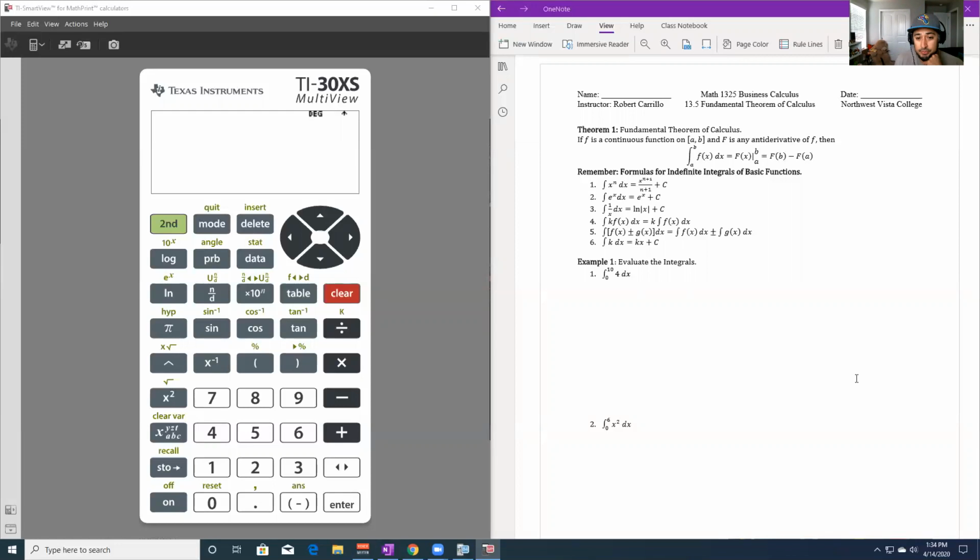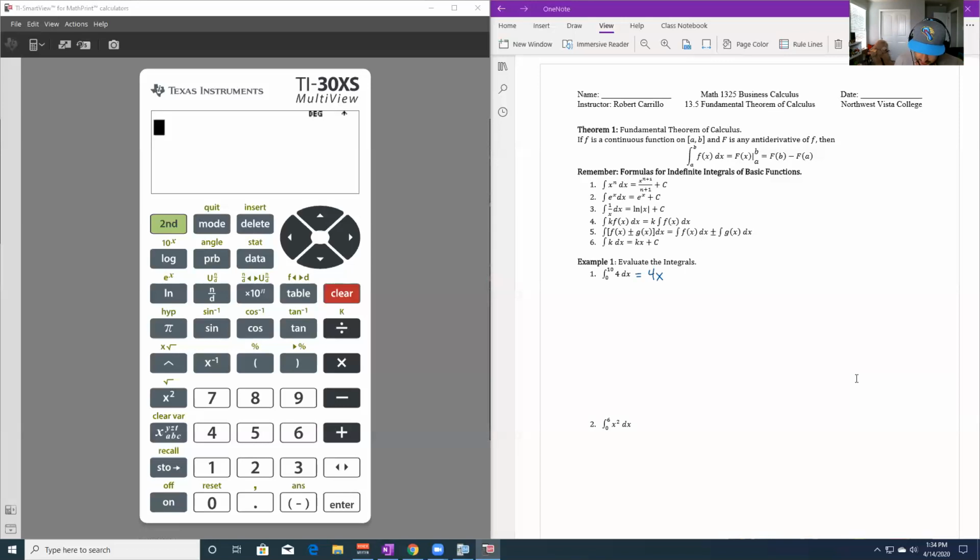Okay, let me see. So first up is evaluate the integrals. So we'll start with number 1. So 4 is a constant. So the antiderivative of 4 is going to be 4x.